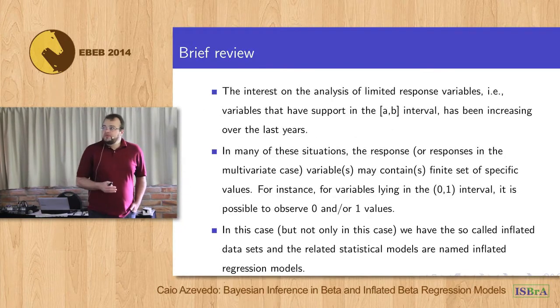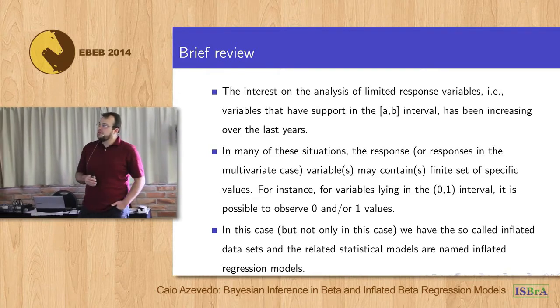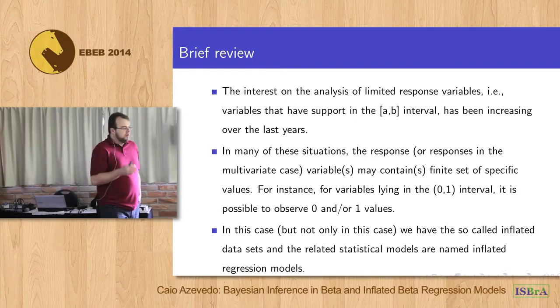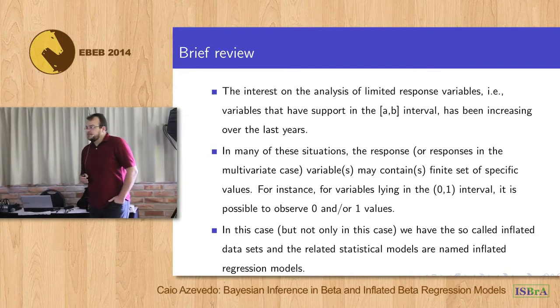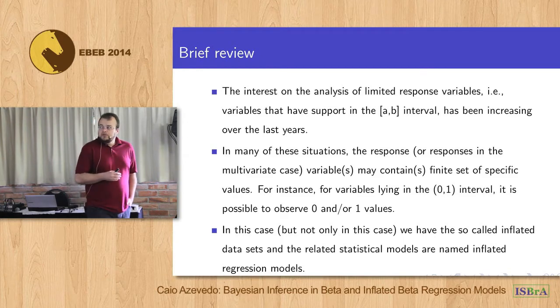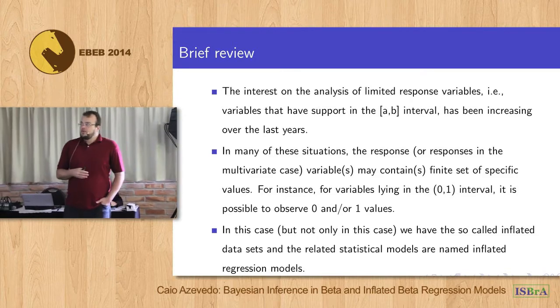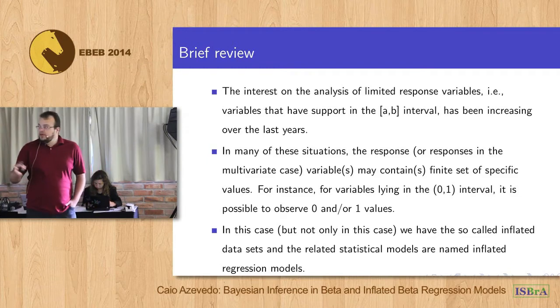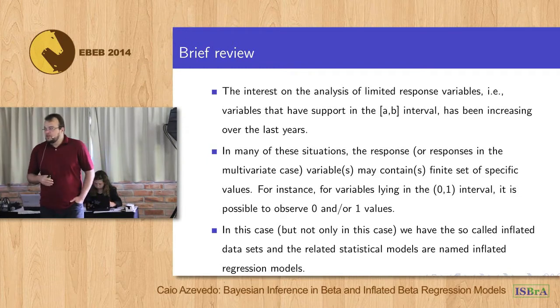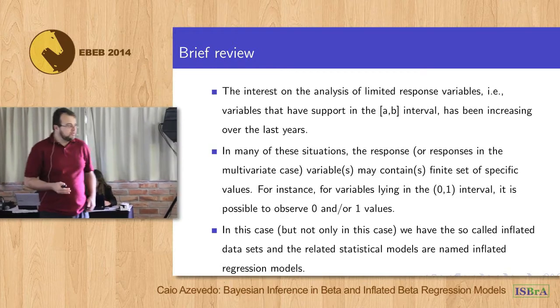Okay, just a brief review about regression models for limited response variables. I think that everybody here is familiar with that. So you have a response variable that is limited somehow on an A-B interval, and particularly when this interval is naturally A equals 0 and B equals 1, or if you want to transform this A-B interval into a 0-1 interval, it's possible to do that. You have what we call proportional data.